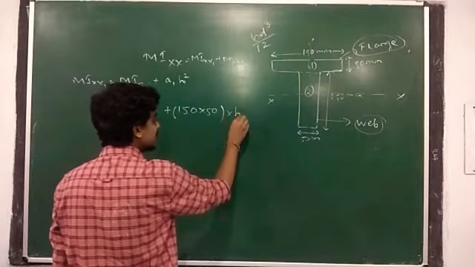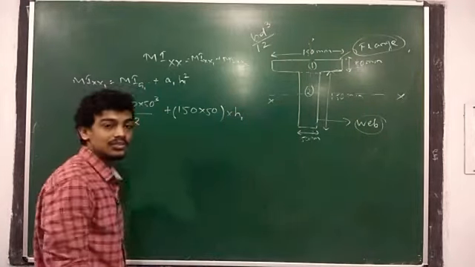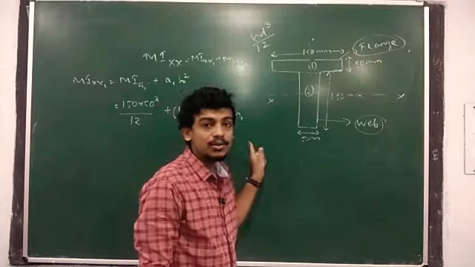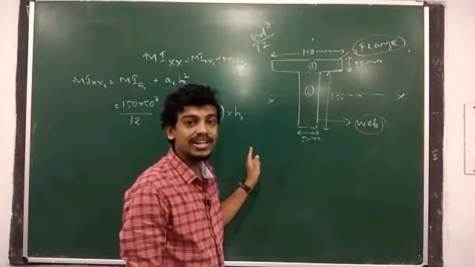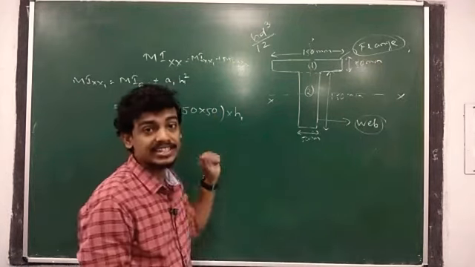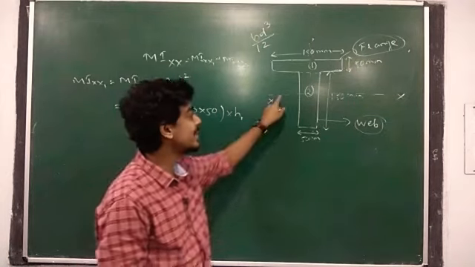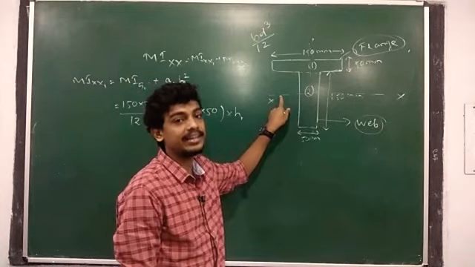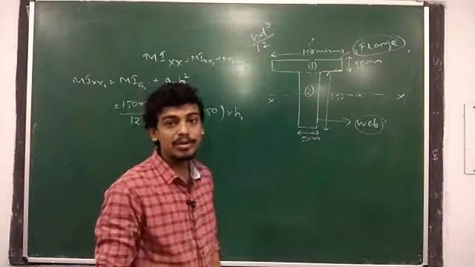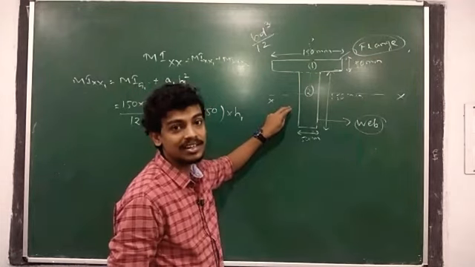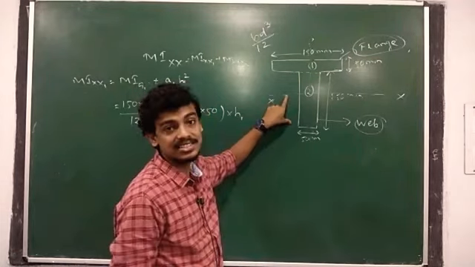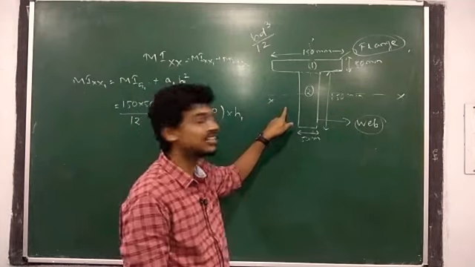Now the question is how to find h1. I already told you, h means the distance from the center of gravity of that area to the axis about which it should be calculated. But remember here, I did not calculate the centroidal axis distance. So how will you know where the centroid lies?